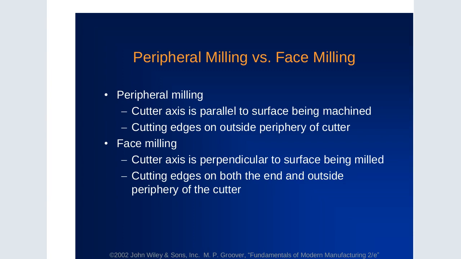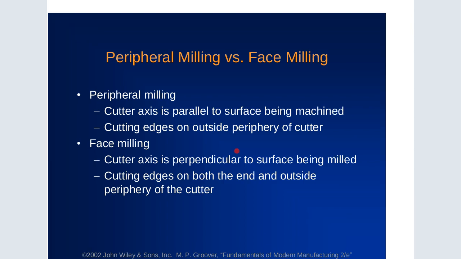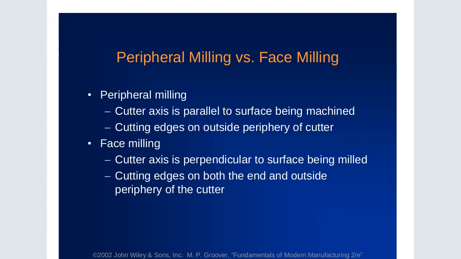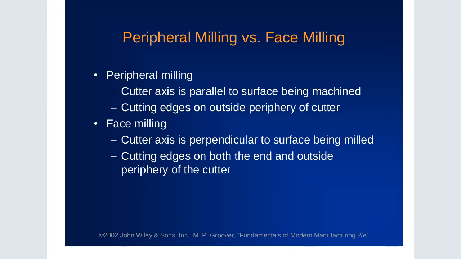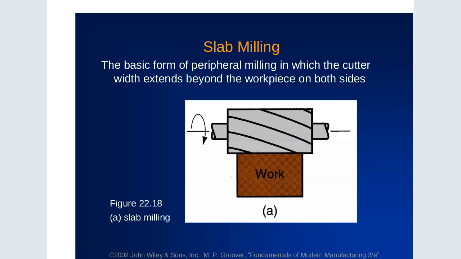Now the differences. In peripheral milling, the cutter axis is parallel to the surface being milled, and the cutter edges are on the outside periphery of the cutter. And then what about face milling? The cutter axis is perpendicular to the surface being milled, and cutting edges are on both the end and the outer periphery of the cutter.